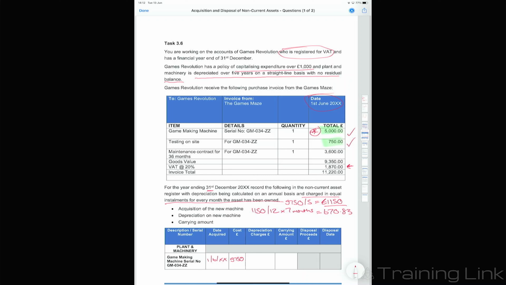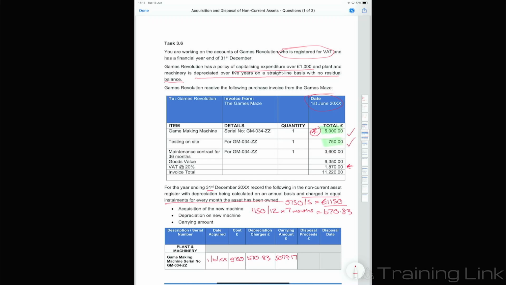So the depreciation charge for the year will then be £670.83, which gives a carrying amount of £5,079.17. That's the difference. The carrying amount is the difference between the at cost amount, so that 5,750, and the depreciation charged at the end of the financial year.